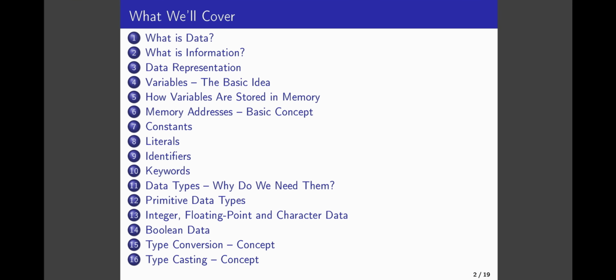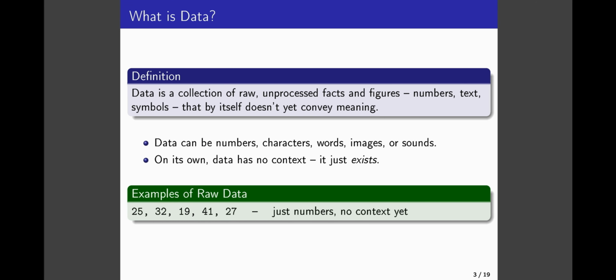So, here is what we will cover. We will start with the difference between data and information, move into how data actually gets stored and represented inside a computer, and then spend the rest of the video on variables, constants, identifiers, keywords, and data types. And by the end, you will understand exactly what's happening behind the scenes every time you write a single piece of code. So, what is data?